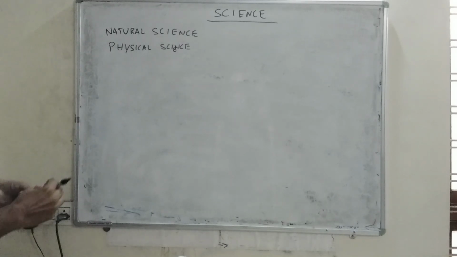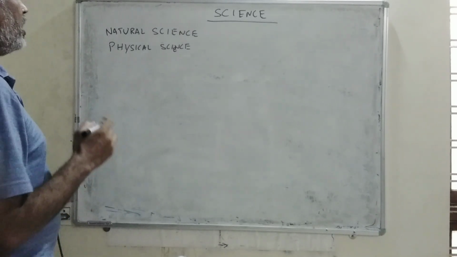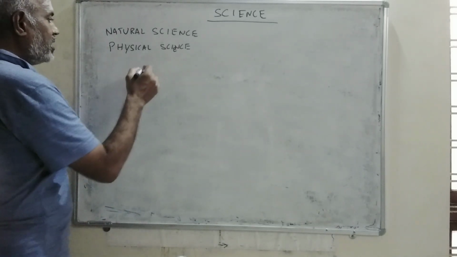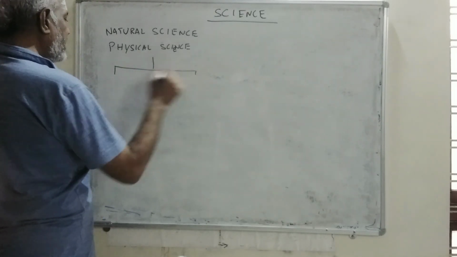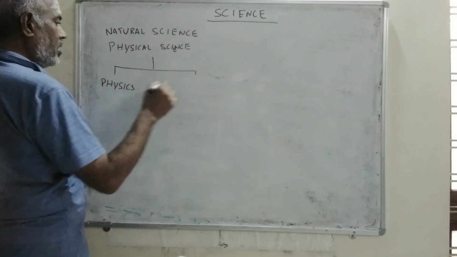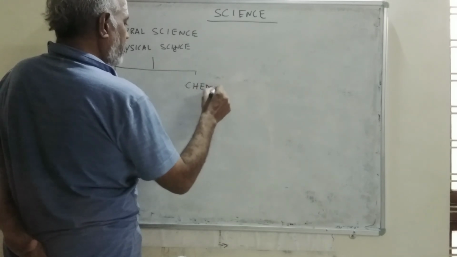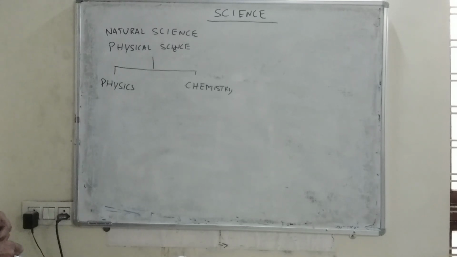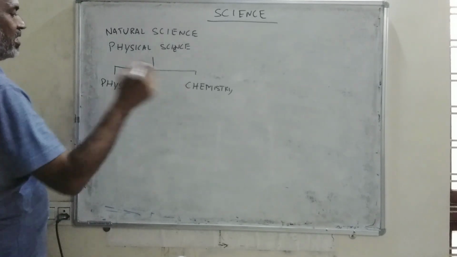So I was speaking something about natural science in the previous video sessions. In this video session, I would like to speak something about science and this physical science. In this physical science, there are two categories. One is physics, and another one is chemistry. So in other sessions, you can see what is physics and what is chemistry.